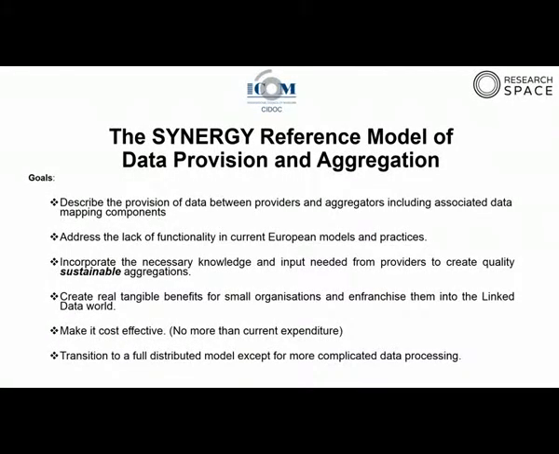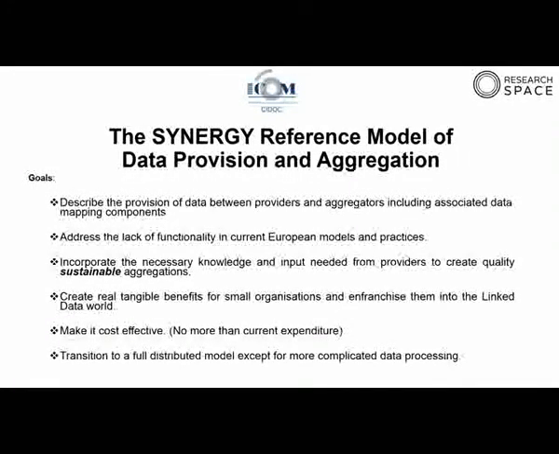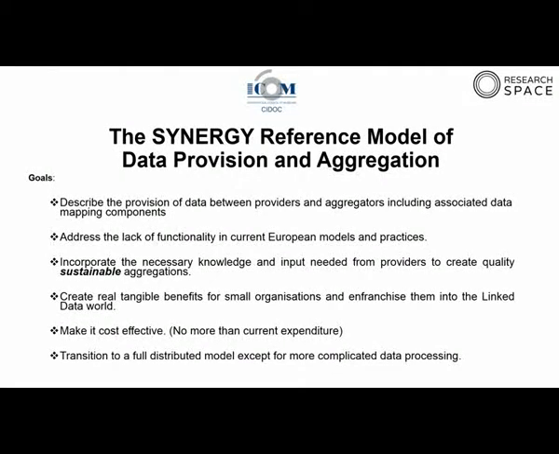We need to make use of this data, not just for engagement and reuse from researchers, but actually to bring back into our organizations to help us enrich our own information, and to actually reduce some of our costs as well, and help us with some of the documentation stuff that we need to do. Other data sets can help us do that, but they need to be integrated in the right way. So we may need to make all of this very cost effective. And in the end, we need to make a transition to a fully distributed model rather than centralized aggregators.